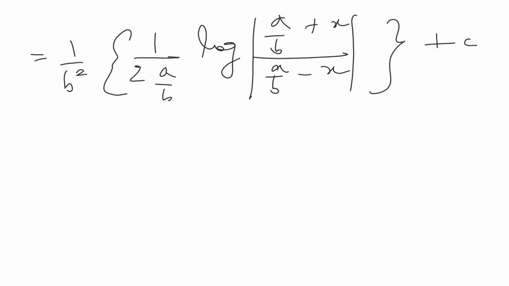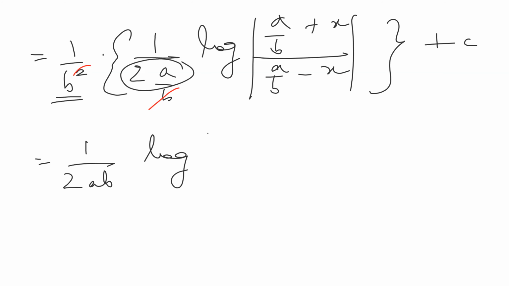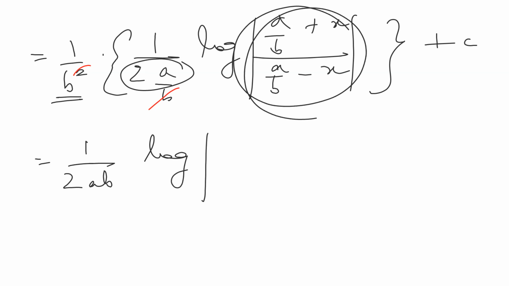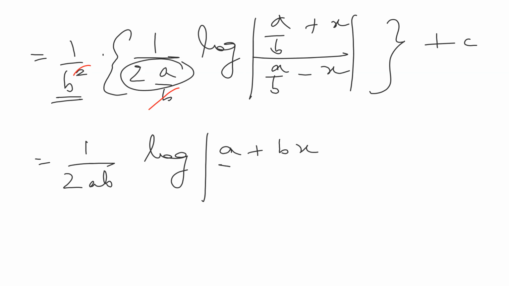Now this b square and b will get cancelled because there is multiplication over here. So we are left with 1 upon 2ab, log modulus. Take LCM over here: a plus bx, a minus bx. So that's the final answer.